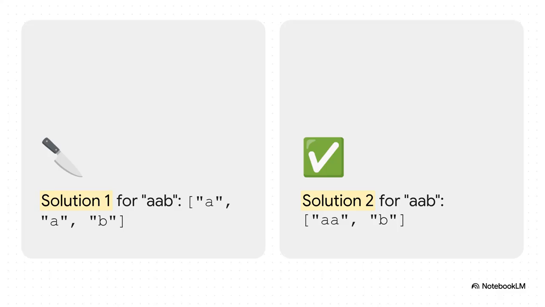So let's look at a super simple example to make this crystal clear. If you have the string AAB, one perfectly valid solution is to just slice it into individual letters: A, A, and B. They're all palindromes. But you could also group those first two A's together to make AA. That's a palindrome too. So AA, B is another valid solution. We need to find both.